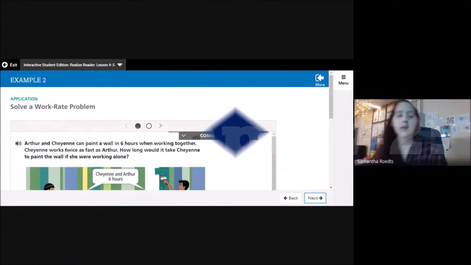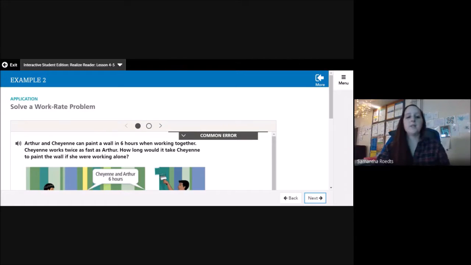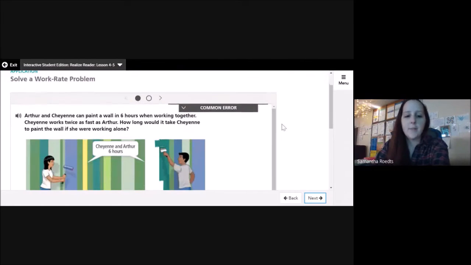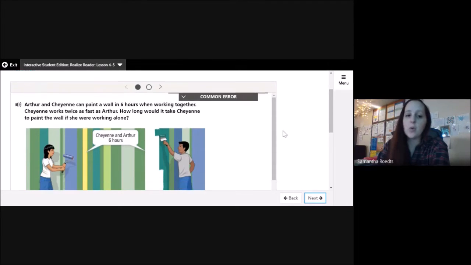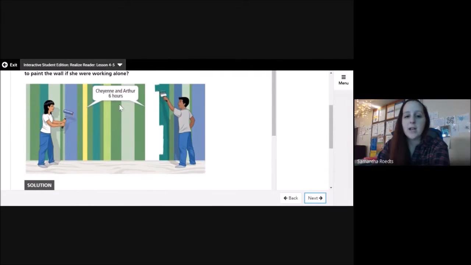All right, example number 2, solve a work rate problem. Arthur and Cheyenne can paint a wall in 6 hours when working together. Cheyenne works twice as fast as Arthur. How long would it take Cheyenne to paint the wall if she were working by herself? So Cheyenne and Arthur work together.